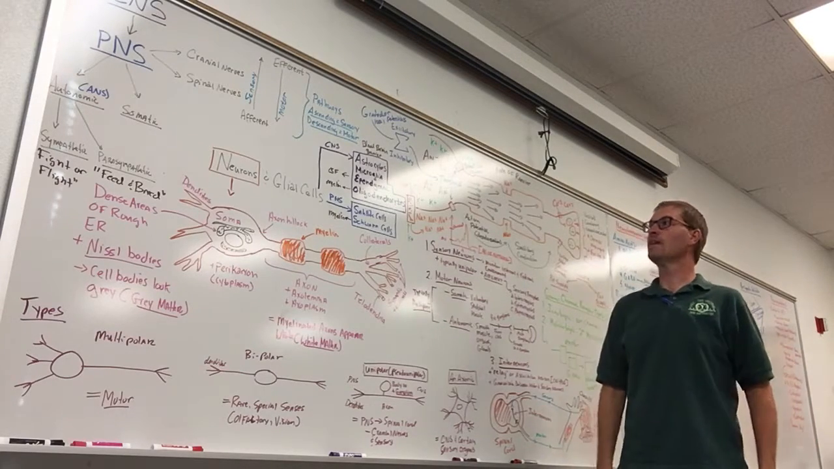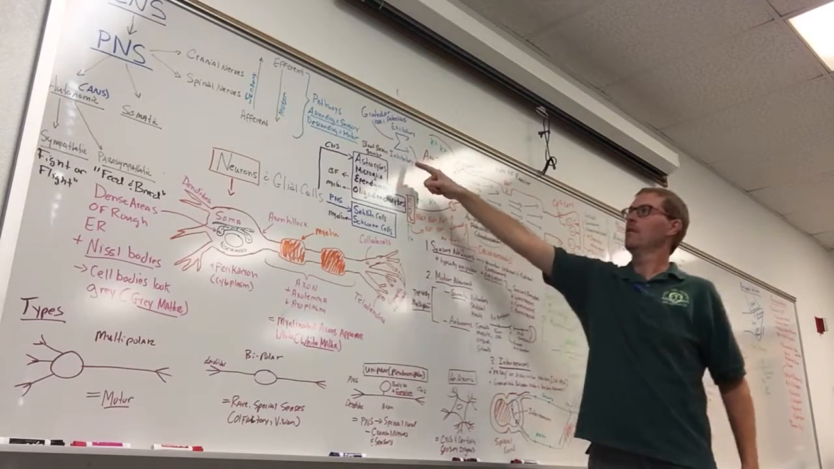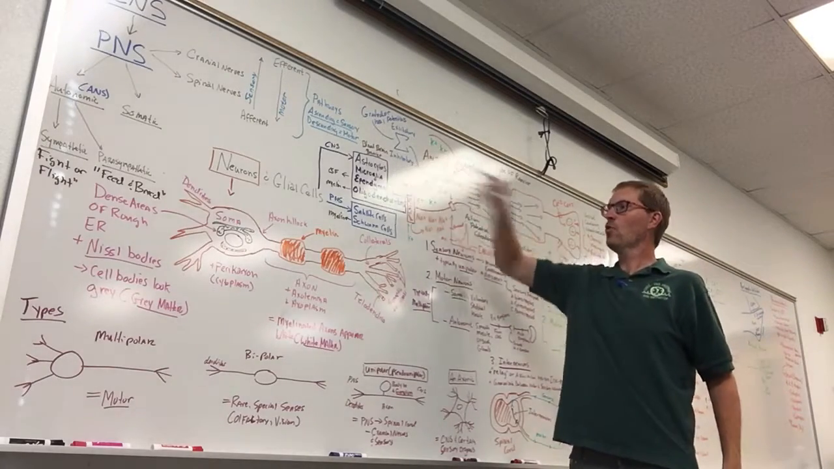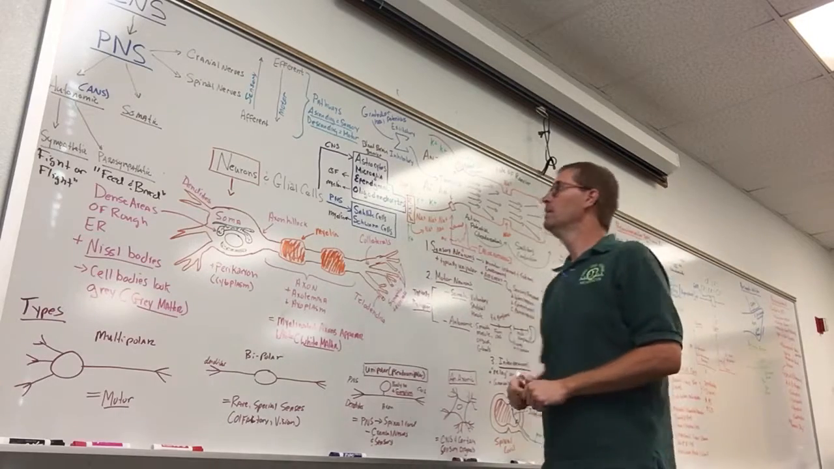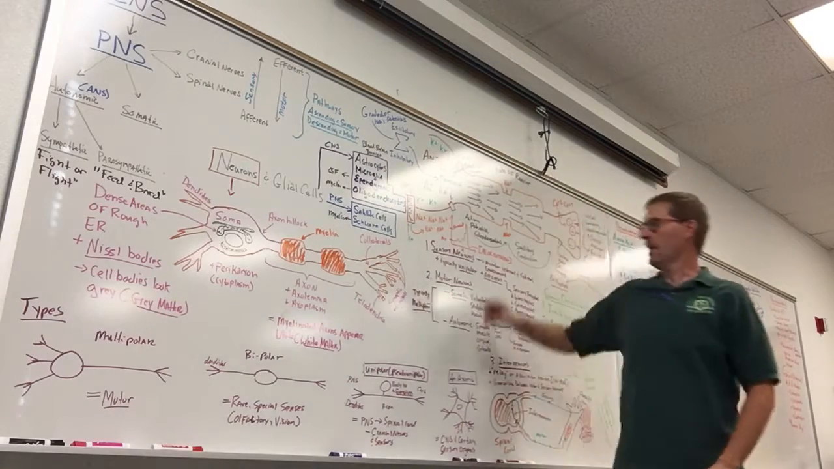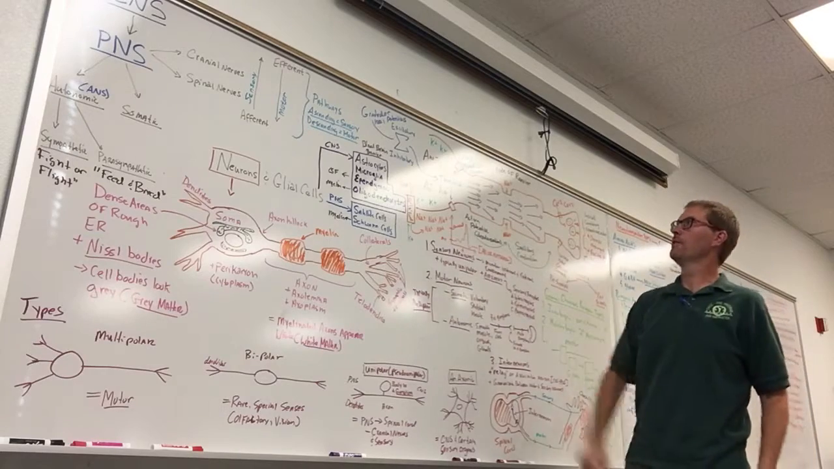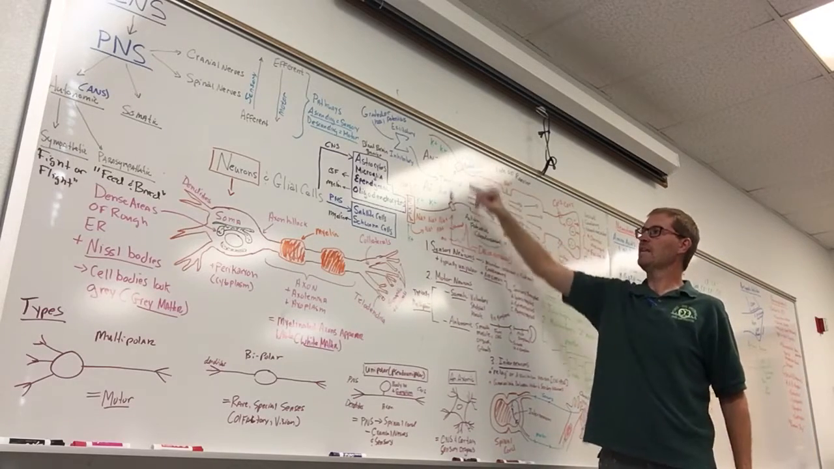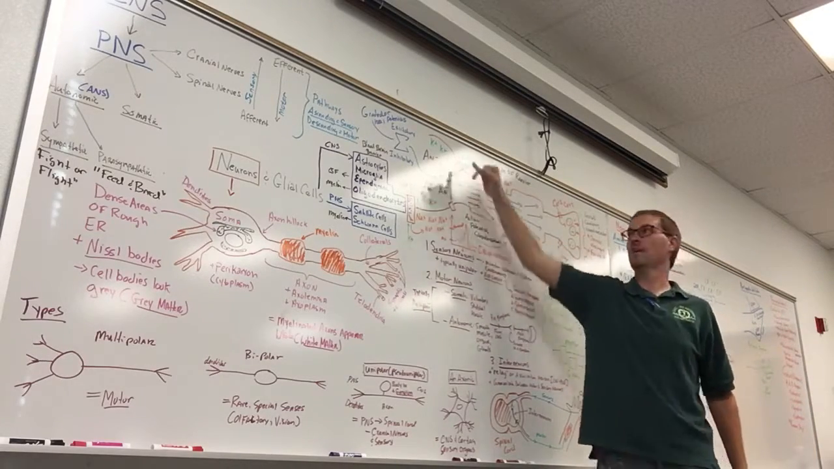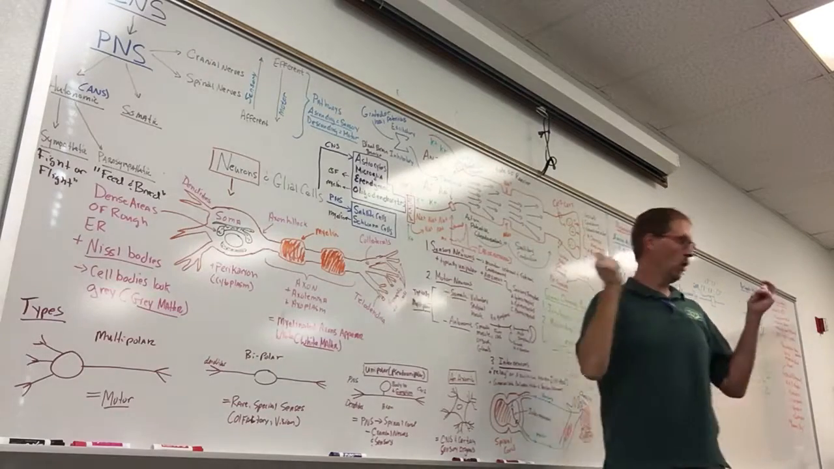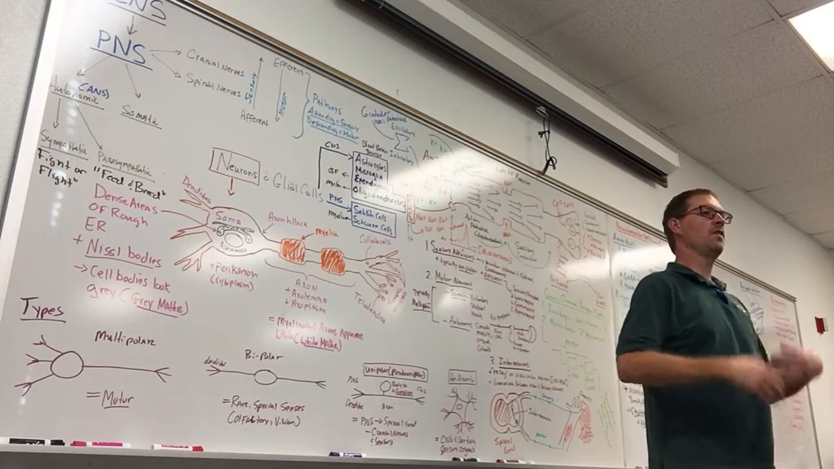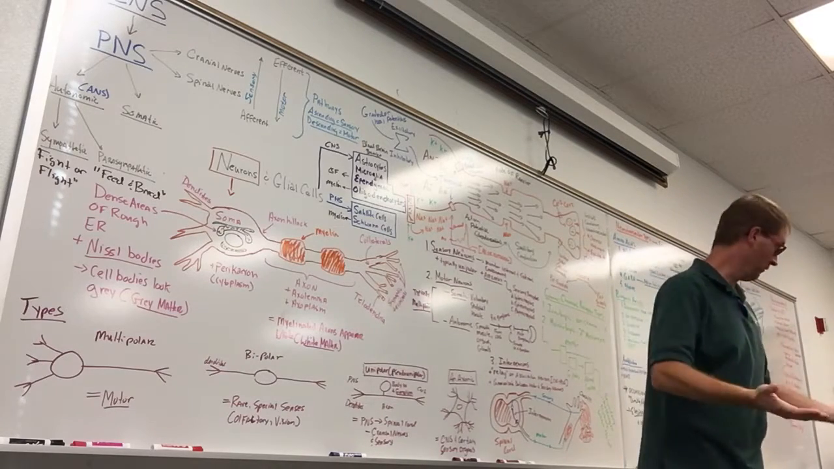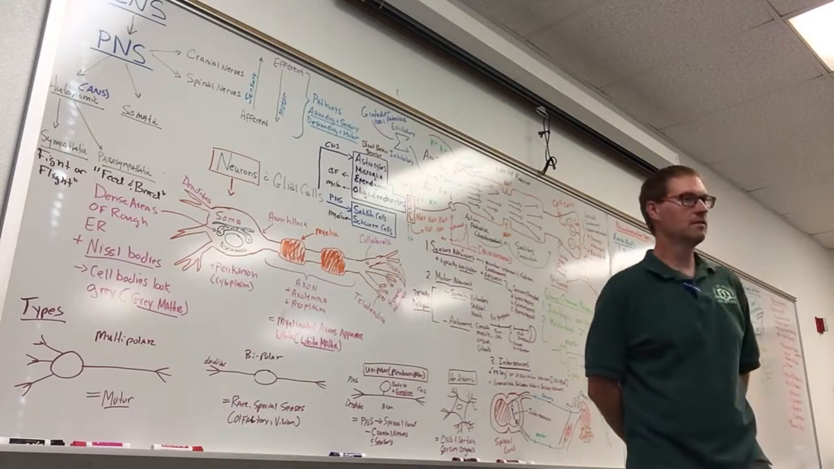Okay, if the sum, right? If the sum of the excitatory and inhibitory input can get you up to the threshold, those voltage-gated sodium channels in the axon hillock there will open up. Sodium will rush into the neuron, and the neuron will undergo depolarization. Does that kind of make sense?